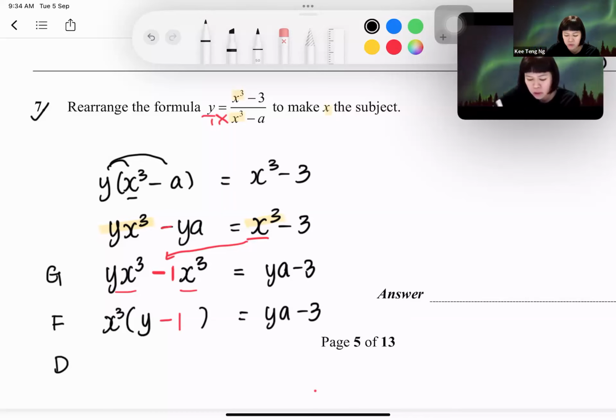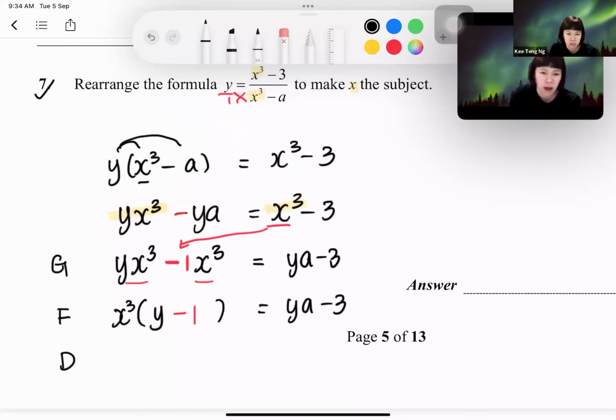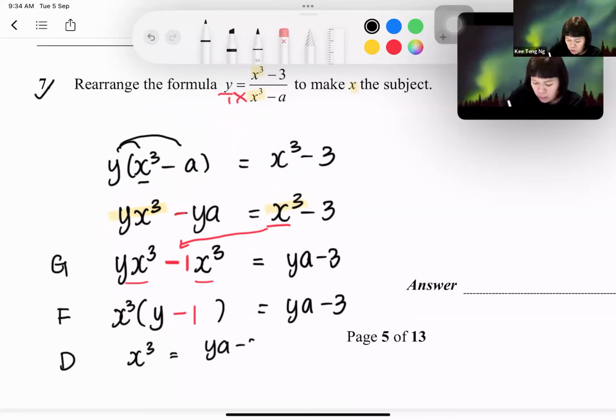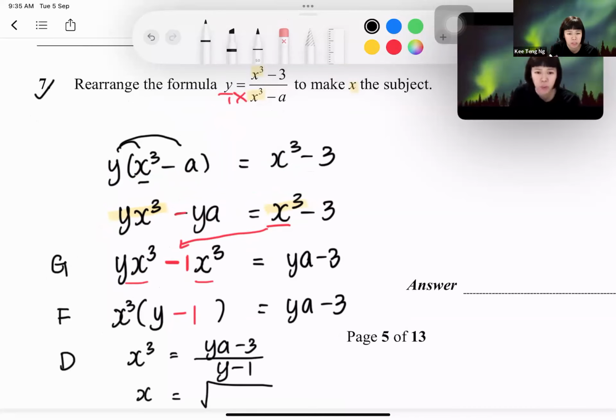Okay, so with this, the last step: group, factorize, and then the last one, divide. So I just divide away, okay? So x cubed will be equal to ya minus 3 over y minus 1. Please don't go and cancel out the y or anything. Don't do such stuff, okay? Then last but not least, to get rid of the cube, I take the cube root. Interestingly, for square root it will be plus or minus. But for cube root, if it's a negative number, I cube root, it's still a negative number. If it's a positive number, it's still a positive number. So in this case, you do not need to add plus or minus.